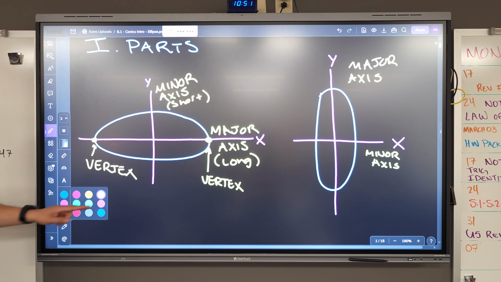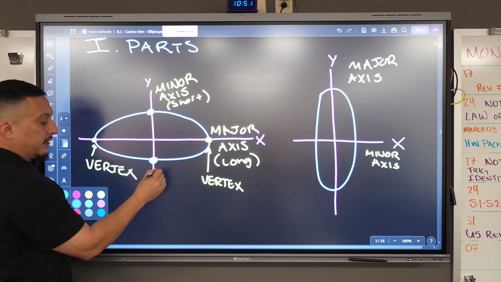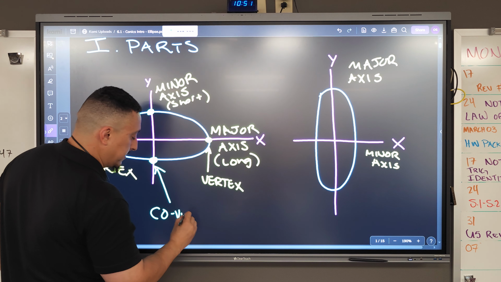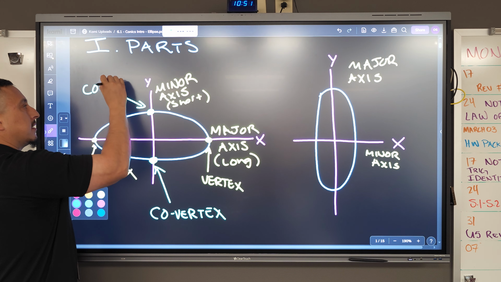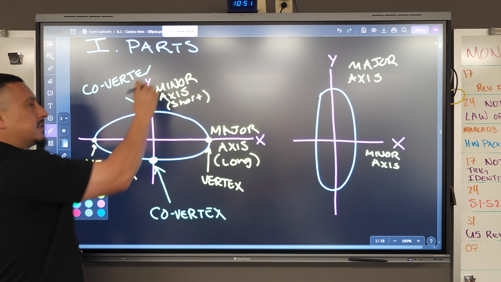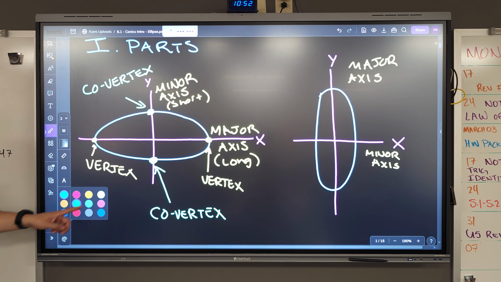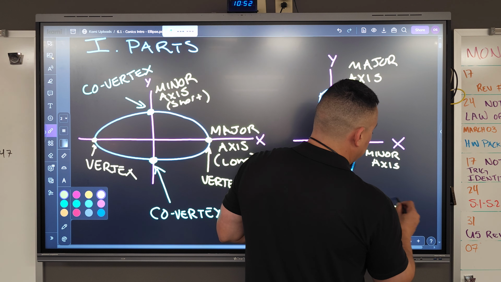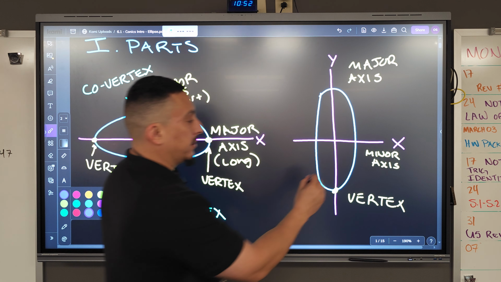However, on the short side, or the minor axis, what color could we use here? In a different color. On this side and this side. This is a new word, I think. I don't think we've used this word. It's the same word, but we call it co-vertex. That's a co-vertex, that's a co-vertex. It's to distinguish the vertex from the long side and from the short side. That's all it means. So same thing here. On the long side, that would be your regular vertex or vertice. On the short side, you would have your co-vertex.